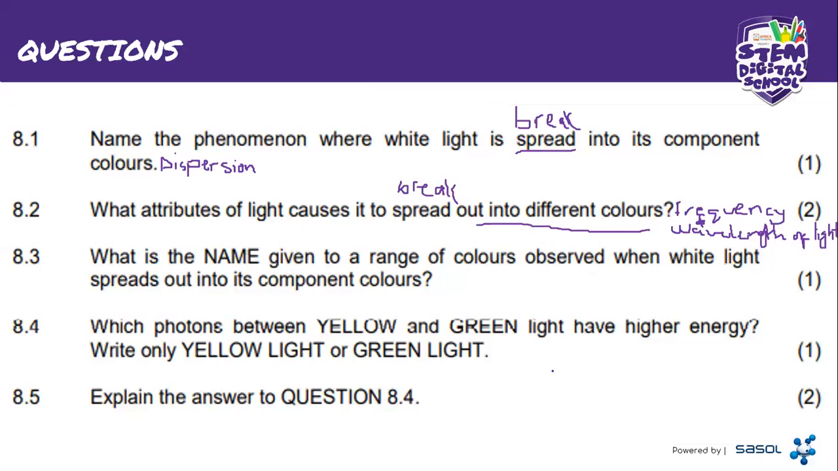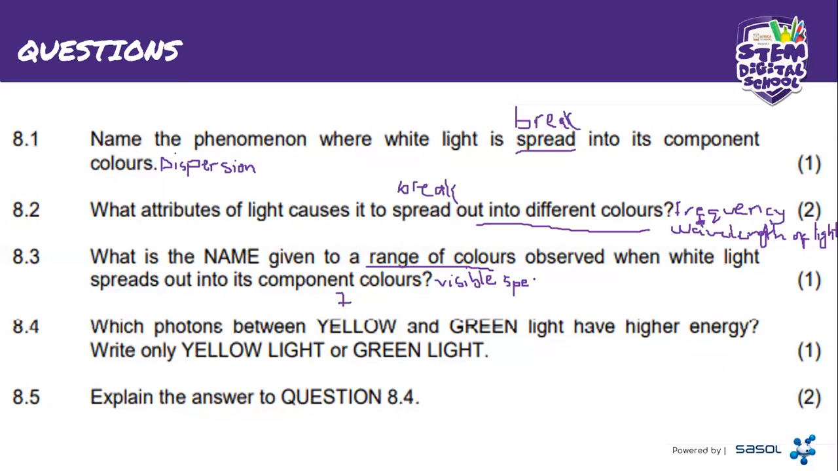Then they ask us, what is the name given to a range of colors observed when white light spreads out into its component colors? So those 7 colors, the range of the colors, what is it called? We know when we have a range, the term that we use scientifically is spectrum. So you will say when white light breaks into 7 colors, we refer to that as the visible spectrum.